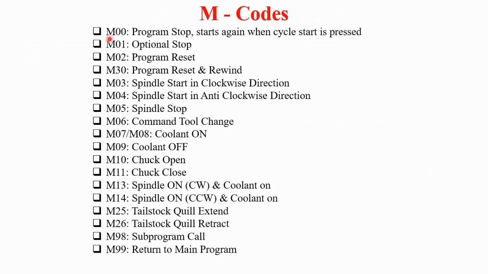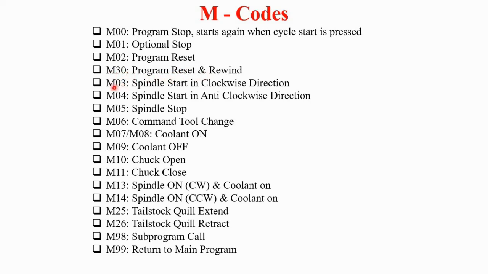Now some miscellaneous function codes, M codes. M00 is used to represent program stop; the program starts again when cycle start is pressed. When we press the cycle start button, the program starts again. M01 is optional stop. M02 is used to represent program reset and rewind.